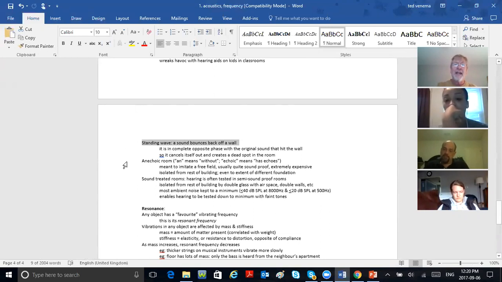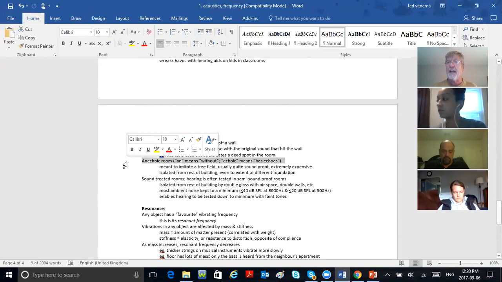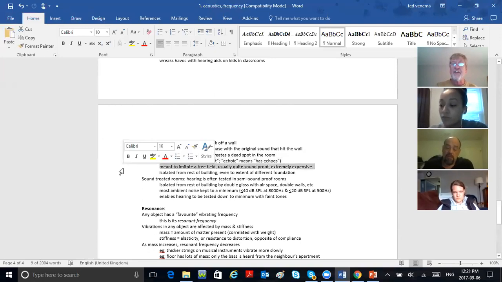Okay? Anechoic, circle this one. An anechoic room is a soundproof room. Soundproof means no sound can get in. It's totally dead quiet. It's a free field. You know why? Because all sound is absorbed by the walls. You can yell all you want, no one's going to hear you on the outside. And people outside can yell all they want, no one's going to hear you on the inside. It's soundproof. It means without echoes, anechoic. It's meant to imitate a free field, but it's really quite soundproof.